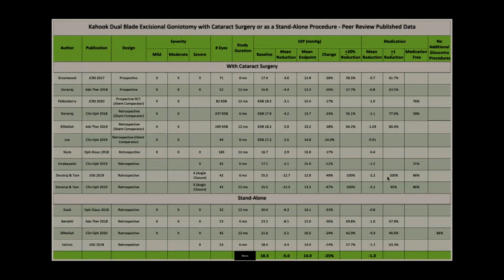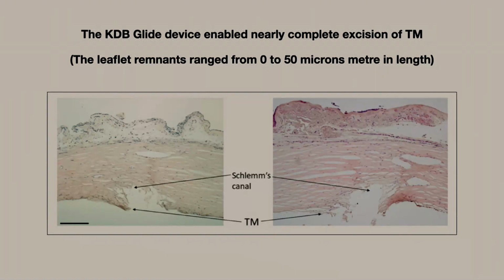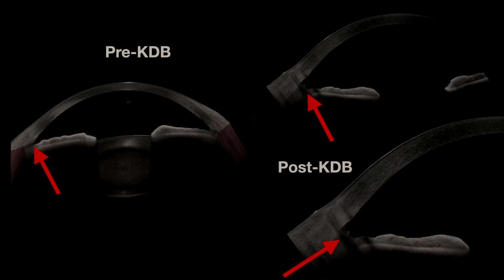So we also shifted slowly towards moderate glaucomas and select angle closure cases, and we saw a drop in intraocular pressure of -6, from 20 to 14, and a glaucoma medication reduction of -1.28, and 86% of the 42 eyes are medication free.